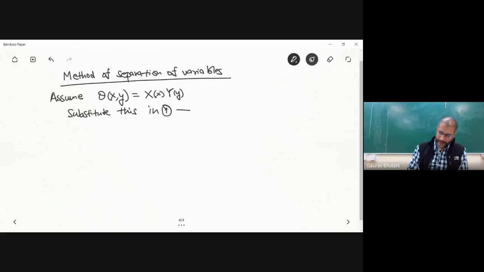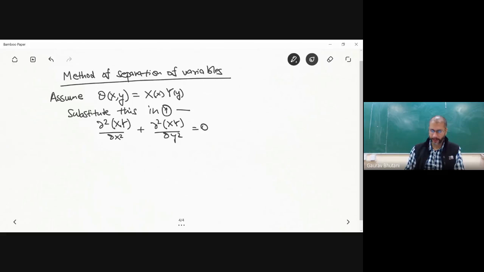So when I substitute that, then I have dou 2 theta, where theta is nothing but X times Y, by dou x squared, plus dou 2 again X times Y by dou y squared, equals 0. Now you can see that since capital X and capital Y are pure functions of x and y respectively, the partial differential becomes an ordinary differential. So for the first one, we get Y out, and then we get simply d2 capital X by d small x squared. Similarly, for the second one, we get the X out.